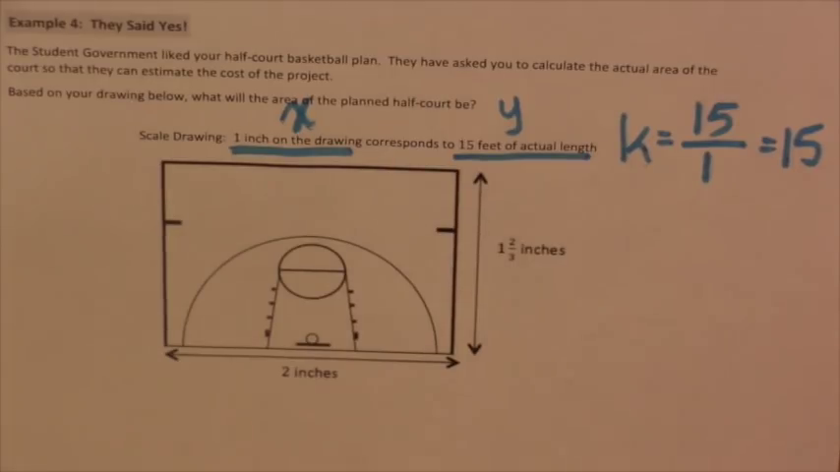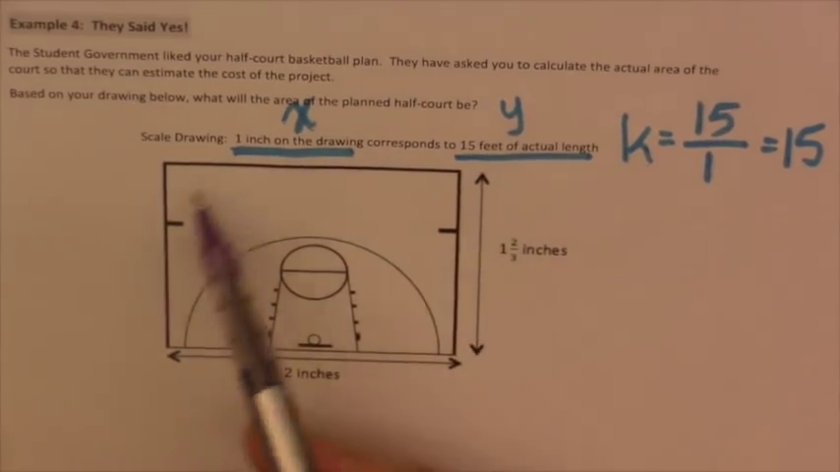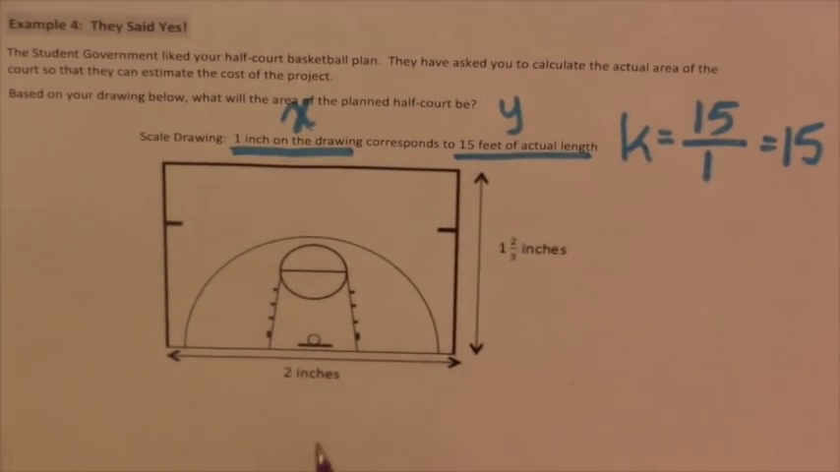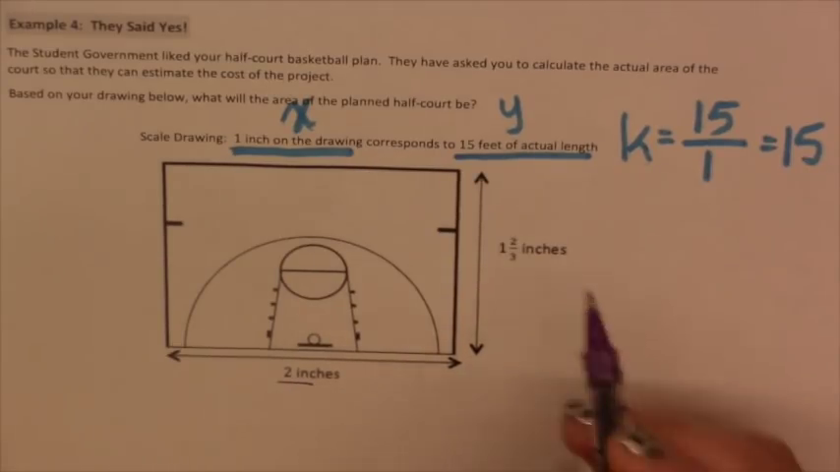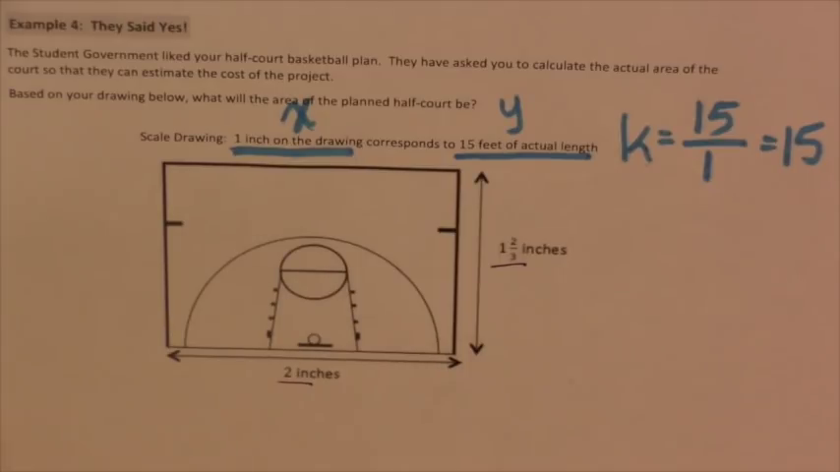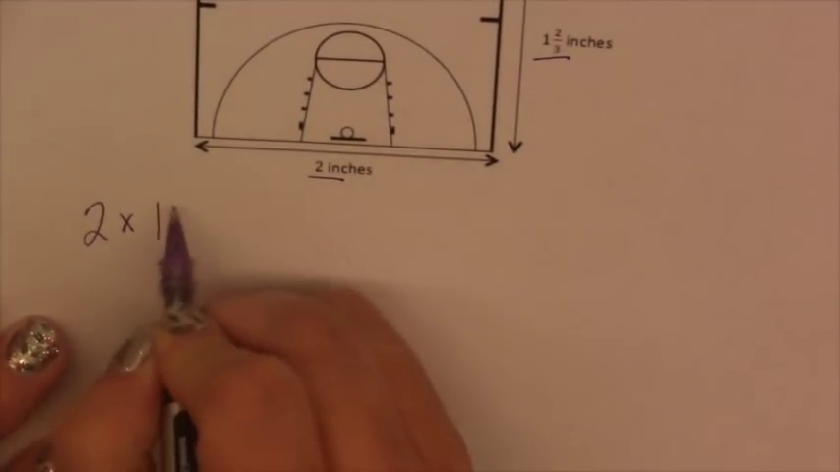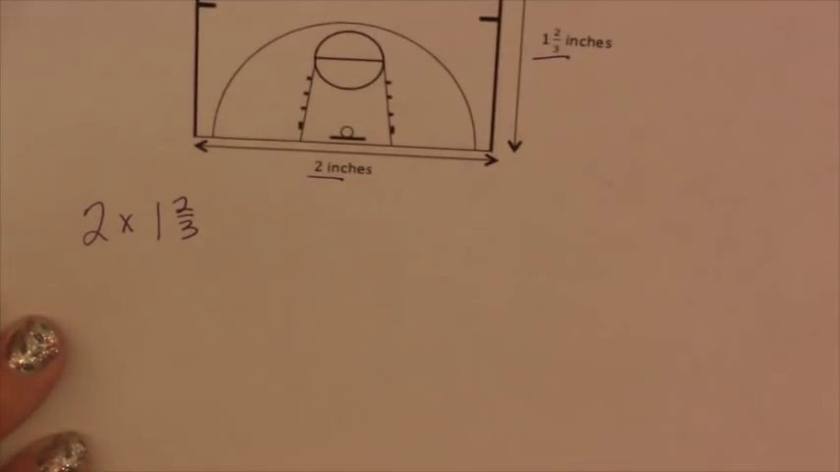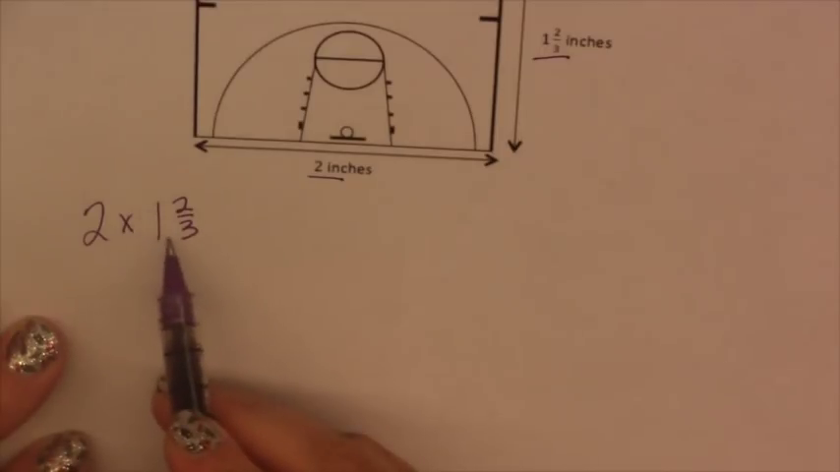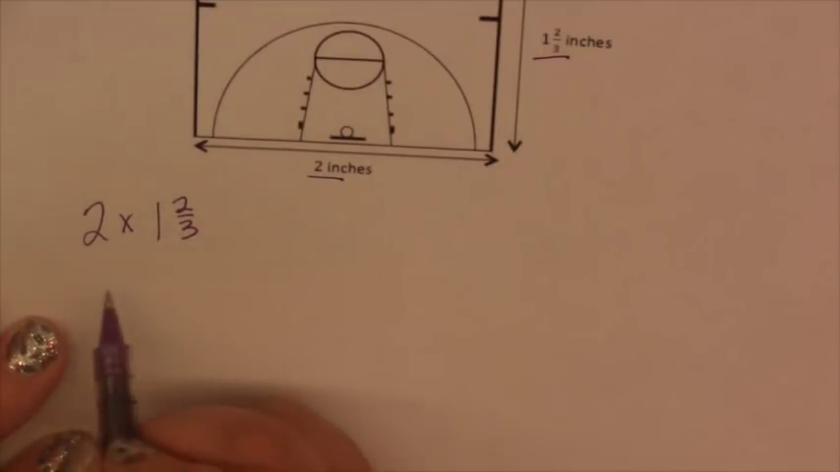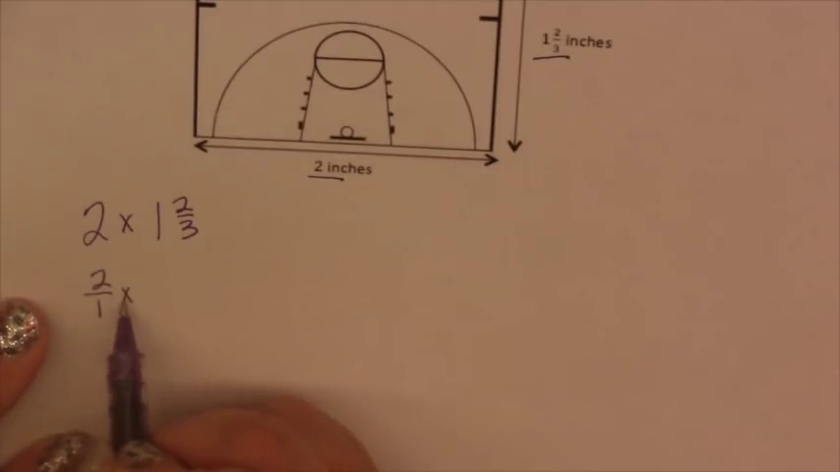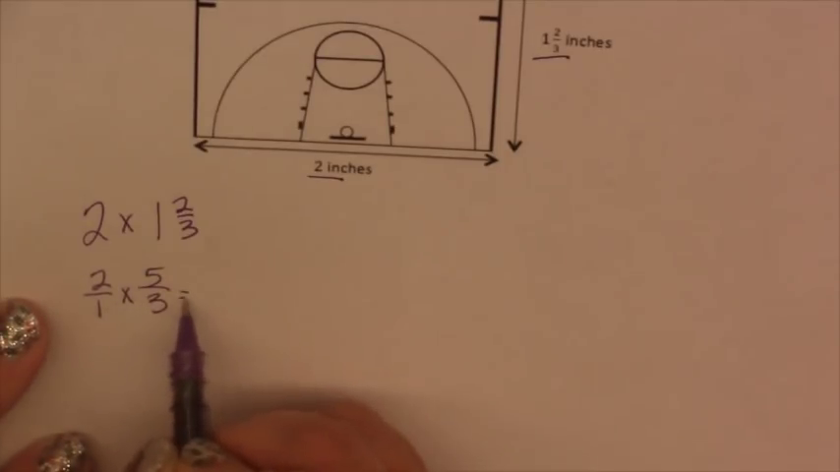So now we need to start by finding the area of the picture of the court that we have. So to find the area of a rectangle, we do our two side lengths multiplied by each other. So we're going to do 2 times 1 2/3. So in order to multiply this, we need to change our mixed number into an improper fraction. 3 times 1 is 3, plus 2 would be 5. So we're doing 2 over 1 times 5 over 3.